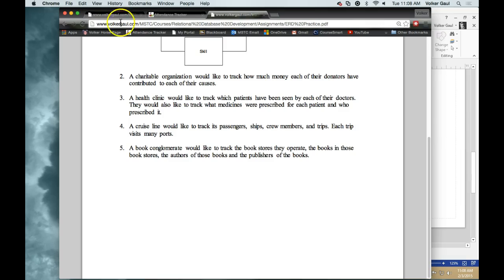All right, let's go on to the next one. A health clinic would like to track the patients they have in each of their doctors. They would also like to track what medicines were prescribed for each patient and who prescribed it.